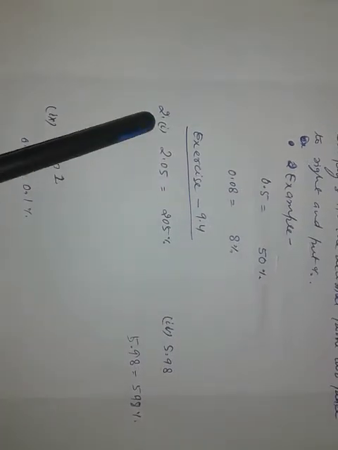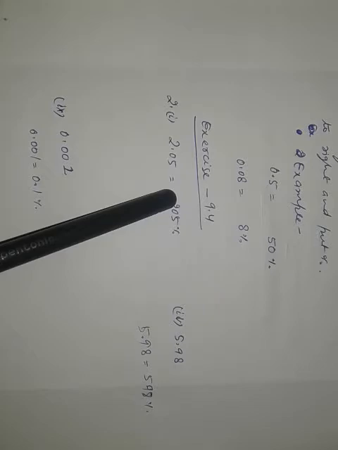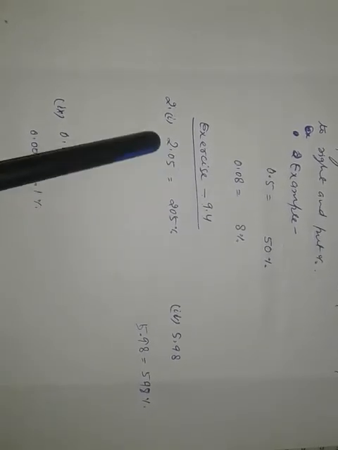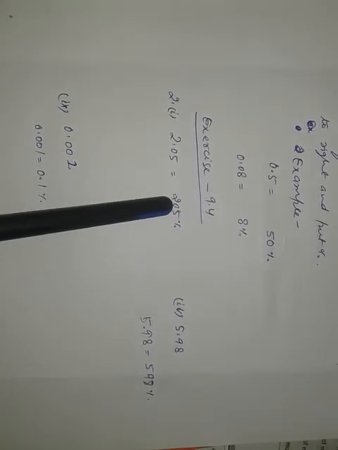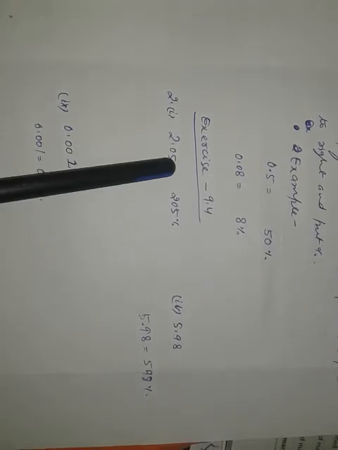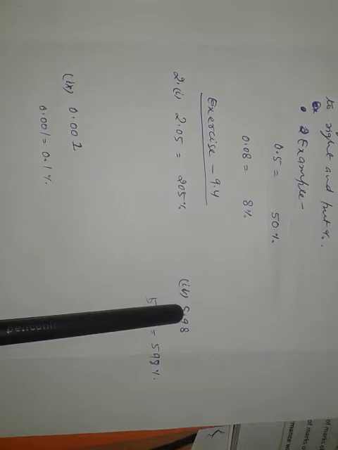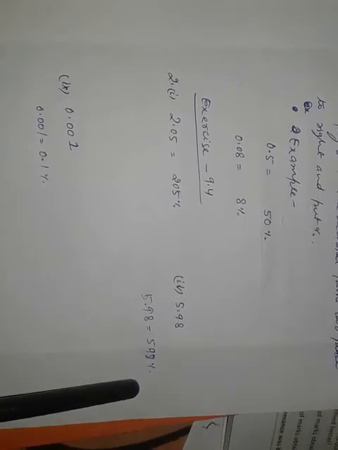9.4, I solved some questions for you here. 2.05, how do we go? We shift this decimal to the right side, your right hand side. When we shift it, it becomes 205%. The decimal goes after 5. Now here also 5.98, so this decimal goes one place between 9 and 8, then after 8, so it becomes 598%.